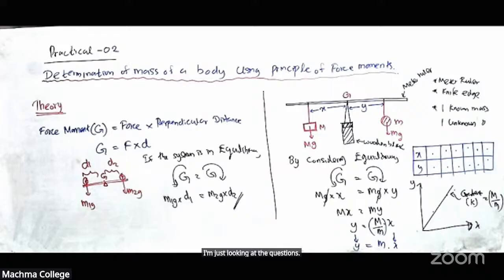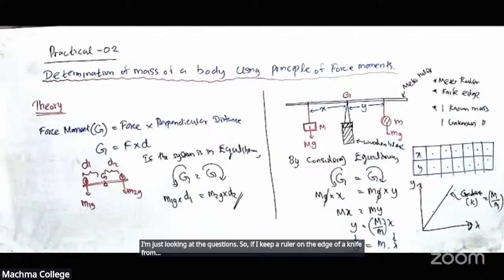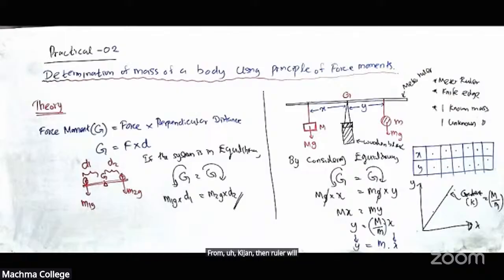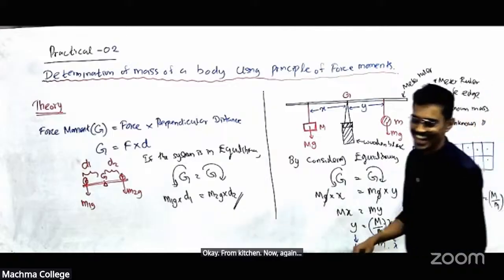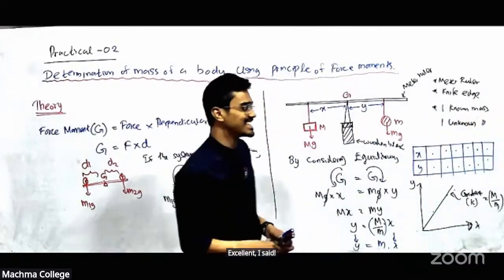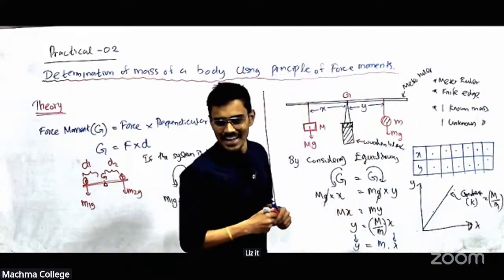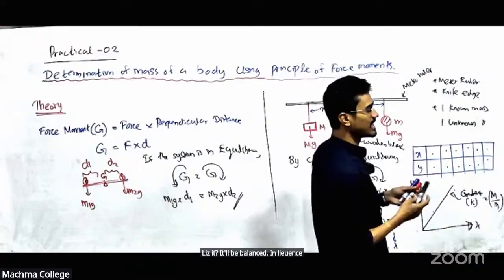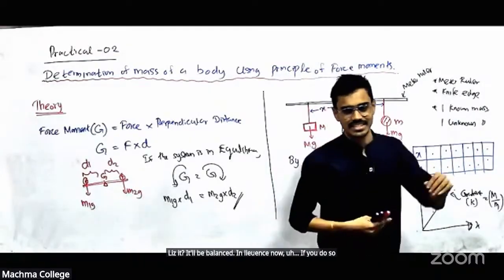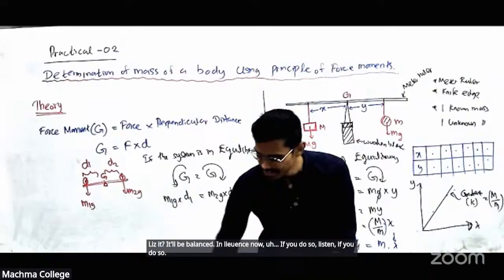So sir, if I keep a ruler on the edge of a knife from the kitchen, then the ruler will be balanced. Okay. On the actual knife edge, yeah, it will be balanced. Listen. It will be balanced.